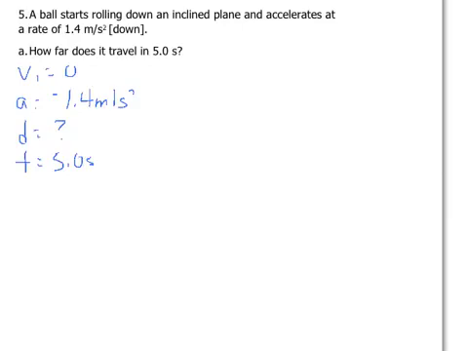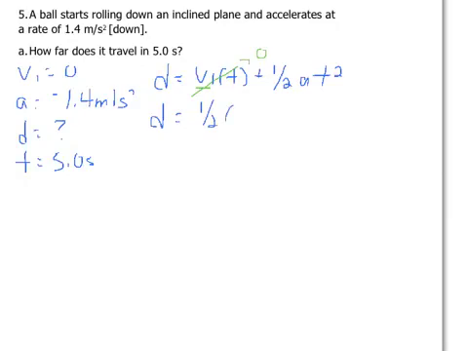Looking at our kinematics formula, we know we'll need to use d equals v1t plus 1/2 at squared. Luckily for us, because v1 is 0, this entire term becomes 0. So now our distance, or displacement, is 1/2 times negative 1.4 meters per second squared, multiplied by our time of 5 seconds squared.